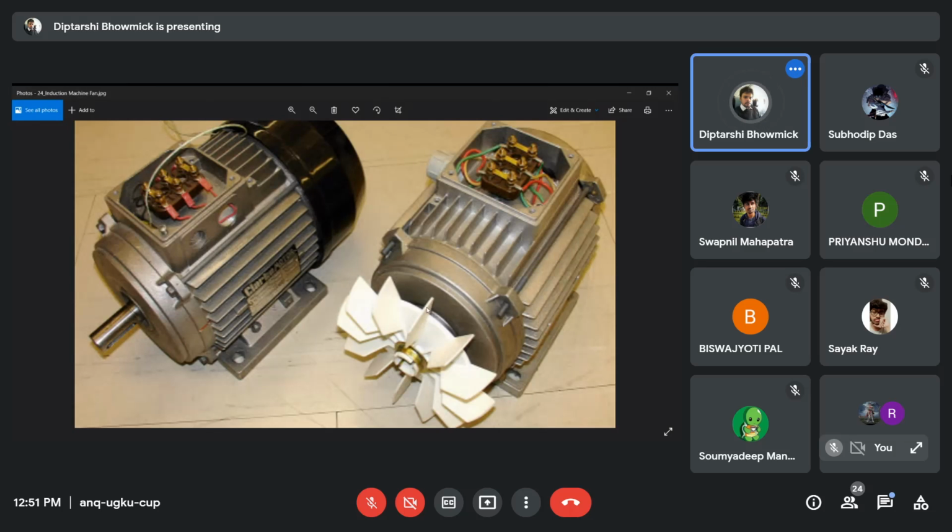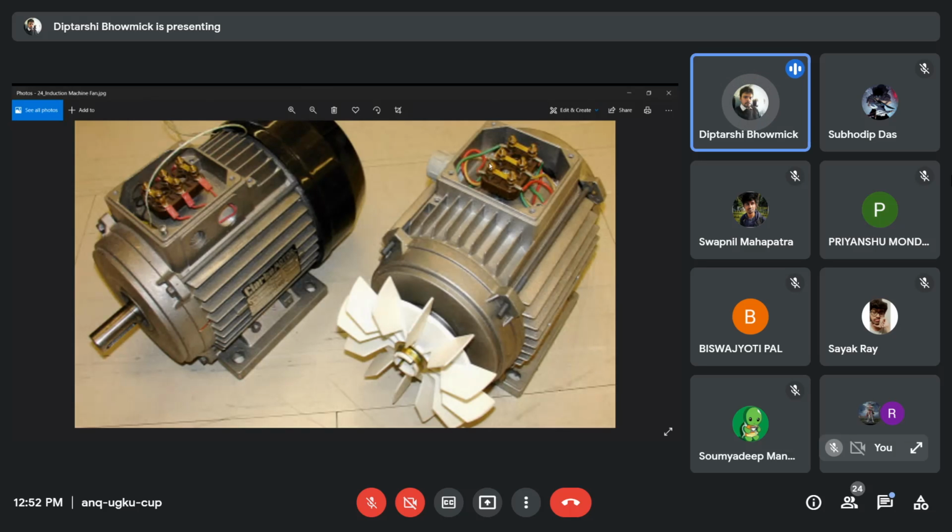But you can see that in this case, the fan blades are just parallel to each other. They are not tilted. Why? That means here our intention is not to provide the air in a particular direction. Why are we not intending that? Because the induction motor or any motor can move in both directions. Clear? It can move clockwise or anti-clockwise.